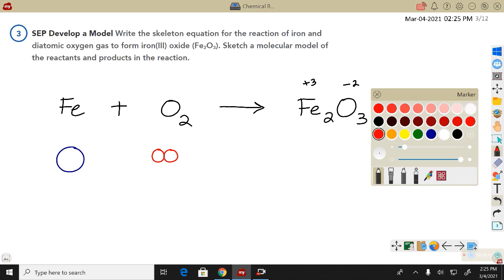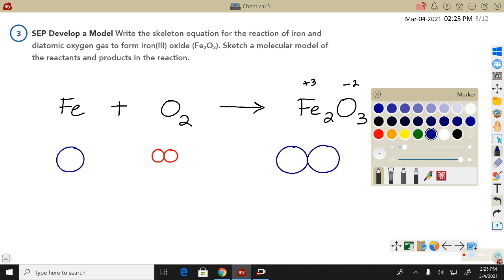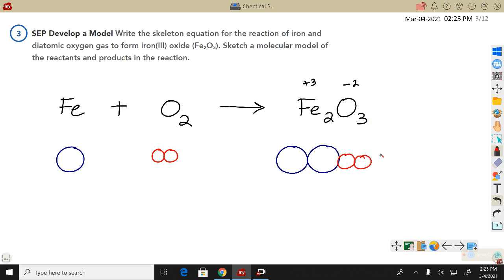Now, you don't have to draw this to the proper crystalline structure. So as long as you do something that had 1, 2 iron atoms, and then 1, 2, 3 smaller oxygen atoms, we get it. Now in reality, it's a crystal of alternating iron and oxygen ions. But here we're just trying to represent the particles present. And this is all we would need for either a symbol equation or one of these particle models.